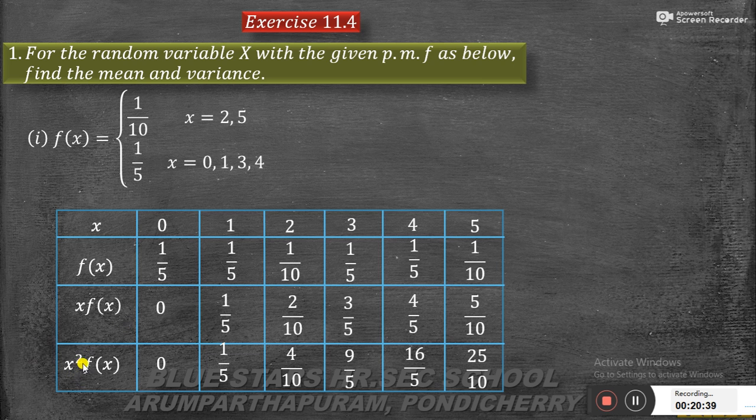Next we calculate x square f of x. 0 square is 0, 0 into 1 by 5 is 0. 1 square is 1, 1 into 1 by 5 is 1 by 5. 2 square is 4, 4 into 1 by 10 is 4 by 10. 3 square is 9, 9 into 1 by 5 is 9 by 5. 4 square is 16, 16 into 1 by 5 is 16 by 5. 5 square is 25, 25 into 1 by 10 is 25 by 10. This is the answer for x square f of x.